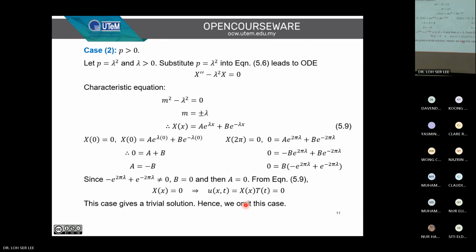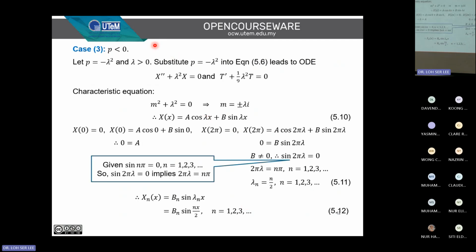No? Okay, now we look at the last case. When p is less than 0, our p is negative lambda square. So now we substitute negative lambda square into the p just now. Okay, so we have these two ODEs. We solve for the x first. We obtain the characteristic equation and we found that it is complex conjugate and hence we get this. Now we apply these two into this to get the a and b values.